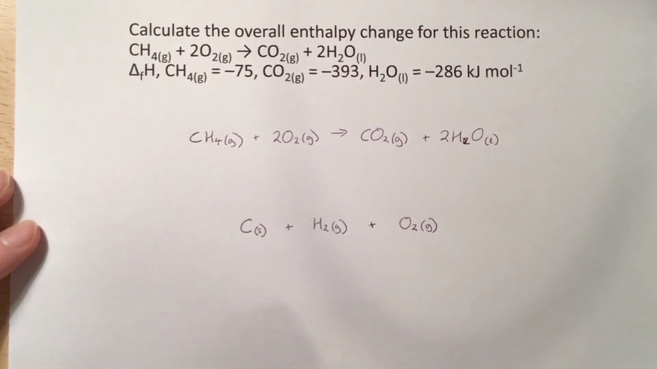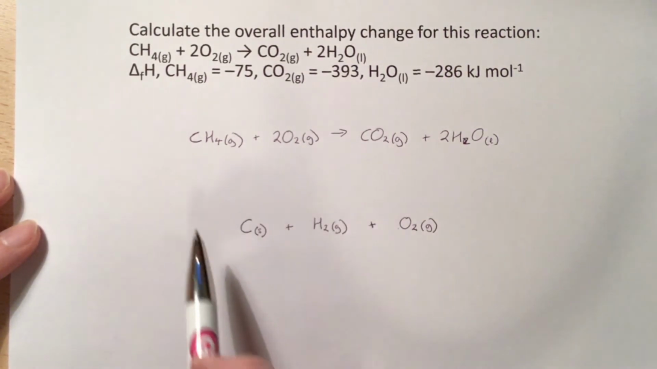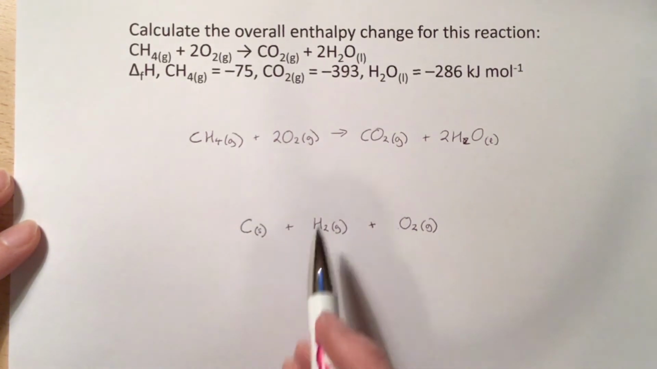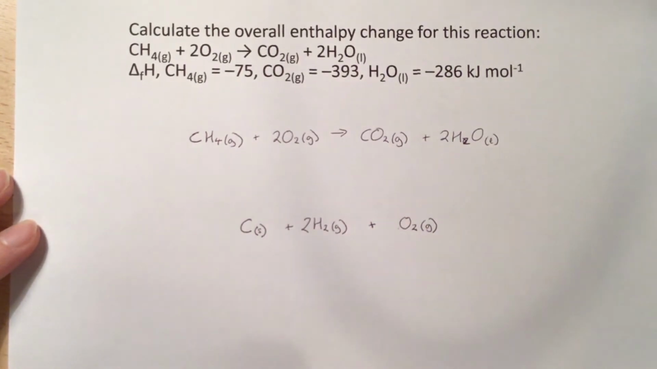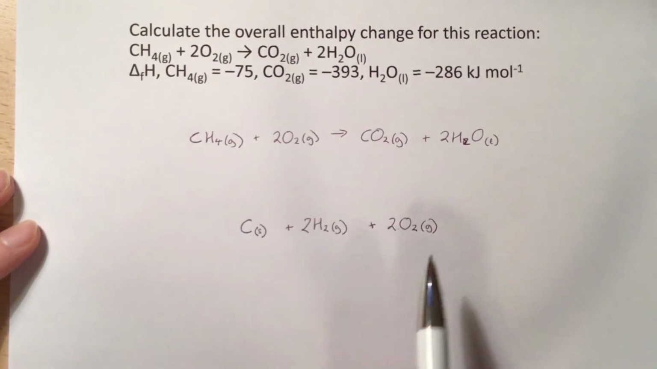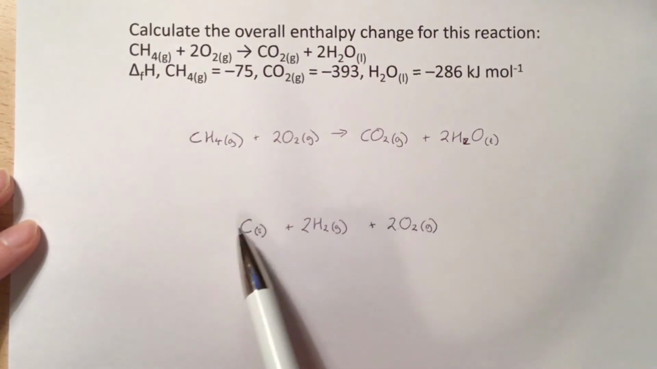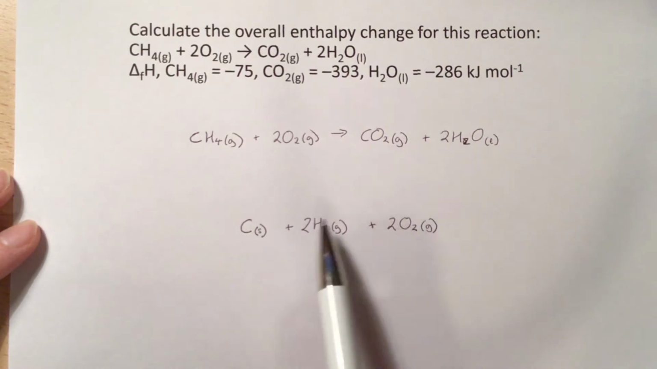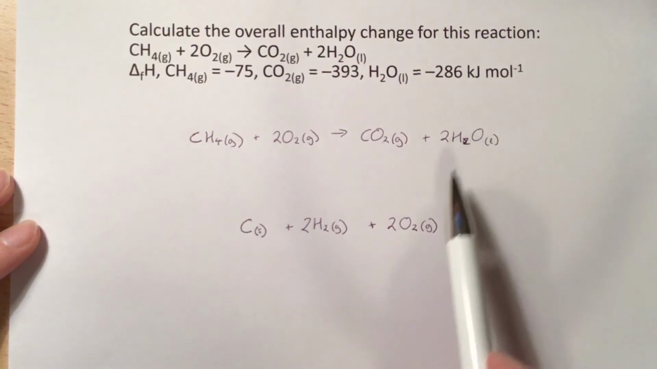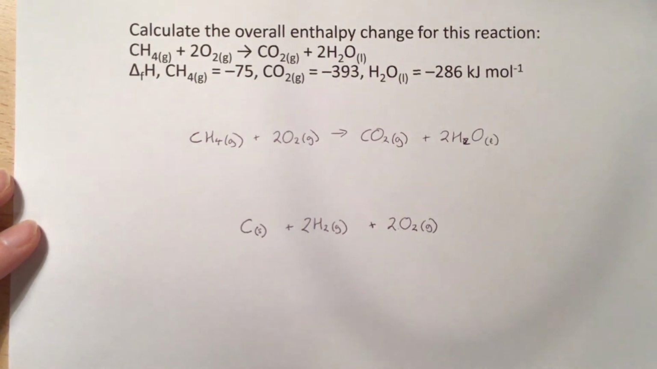Now just to balance that so that I've got the same number of carbons and hydrogens and oxygens down here as I have up here. So 1 carbon, that's okay. 4 hydrogens, so I need 2 H2 here, and 2 O2s here. Just checking over here, I've got 1 carbon, 4 hydrogens, and 2 plus 2 oxygens, 4 oxygens down here. So that's all okay, it's all balanced. And that's the basis of our formation cycle.